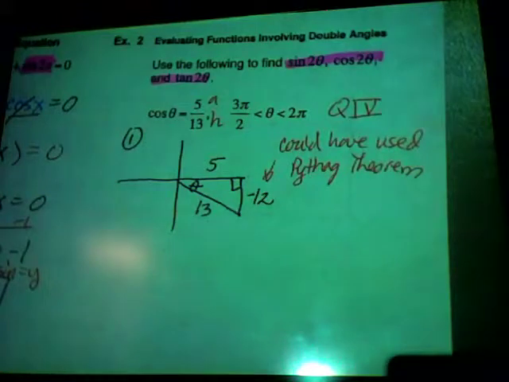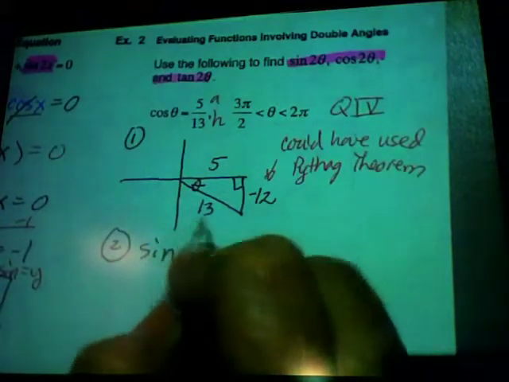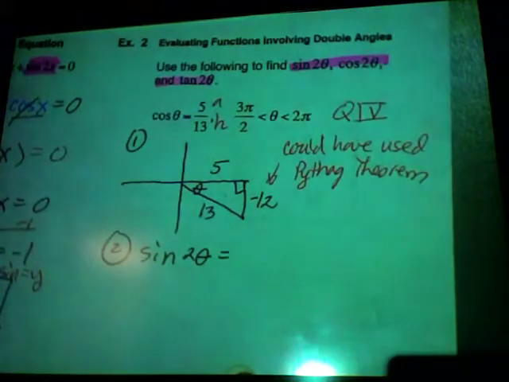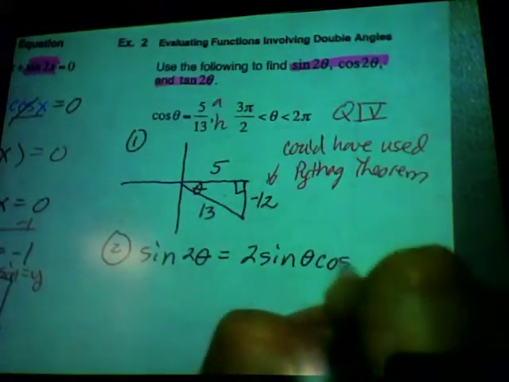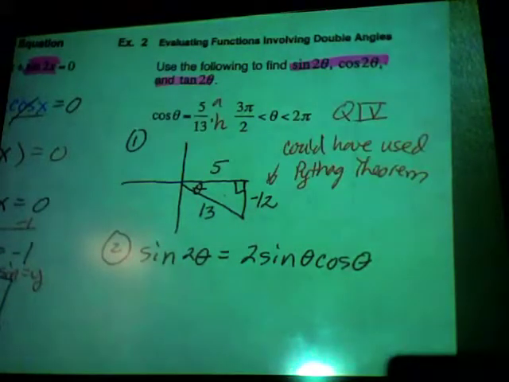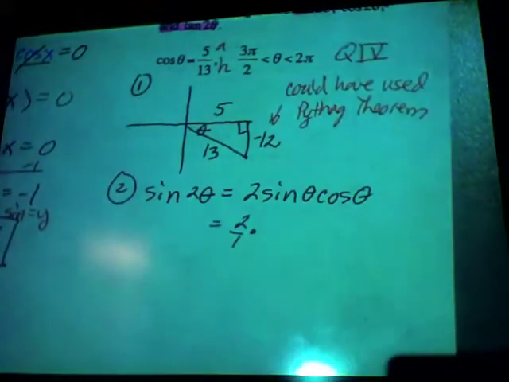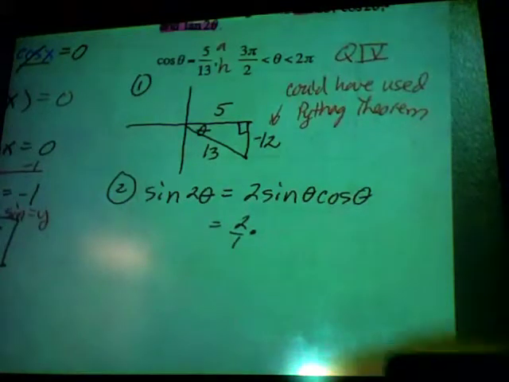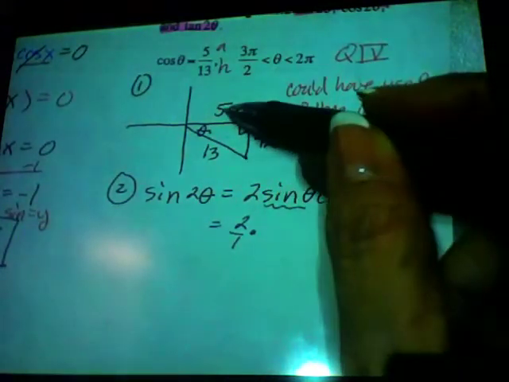So now, step 2, we're ready to find our sine of double theta. According to the formula above, isn't that equal to 2 sine of theta, cosine of theta? Wait, is that sine squared theta? No, it's a double angle, so it's sine of 2 times theta. So we're going to multiply by 2 over 1 times your sine of theta from this triangle. If theta is your angle of reference, what's the sine? Negative 12 over 13.